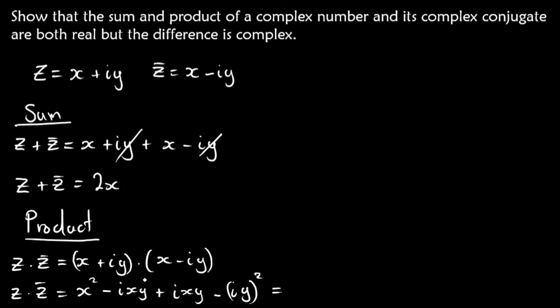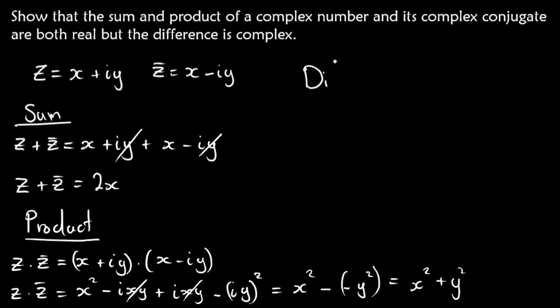So if I reduce this, first of all, this cancels this. This gives us x squared minus, since we have i squared, which is negative 1, then the y squared. So this will just be x squared plus y squared. And clearly you can see that this is completely real because there's no imaginary part.